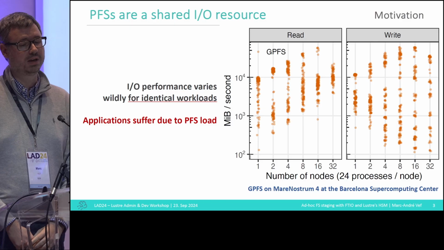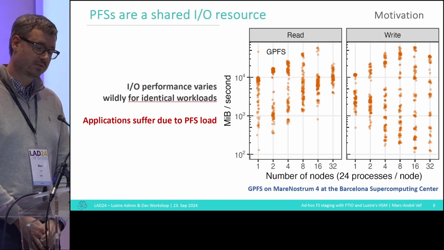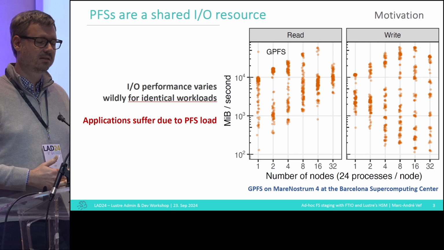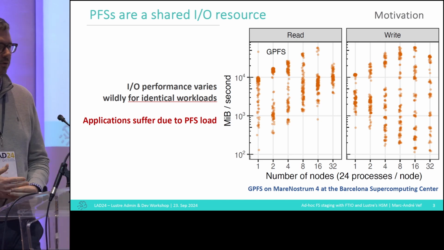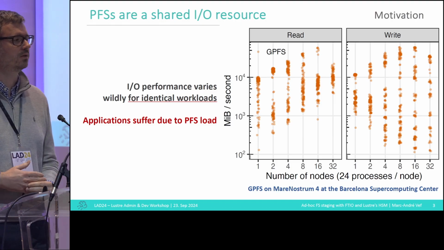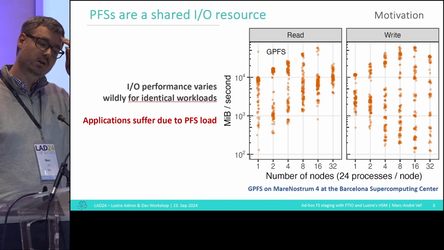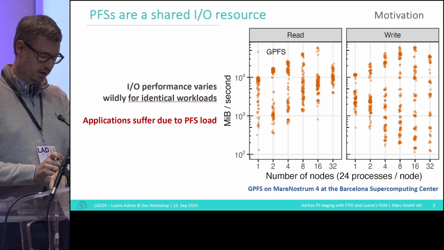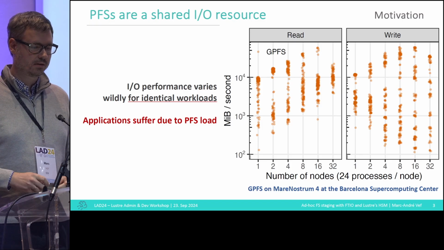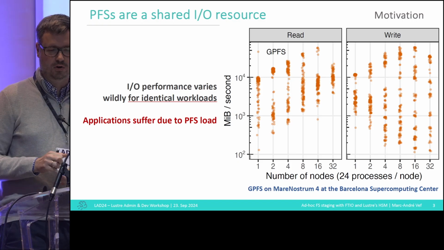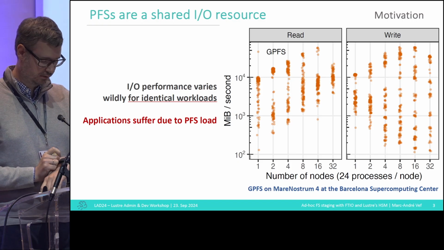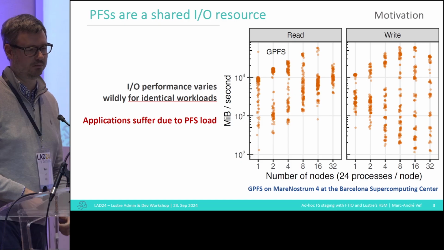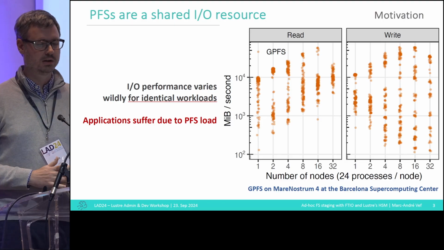In this sense, we have looked at the GPFS file system at Mare Nostrum 4, but we've also seen this at other sites: the I/O performance varies wildly for identical workloads. What you see here, every point is a workload that was run over the course of the week, at different times of the day. And you see that the read and write performance changes in orders of magnitude. And so the applications, of course, have different I/O performance, different runtimes, and so on.